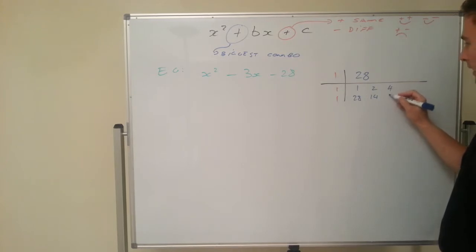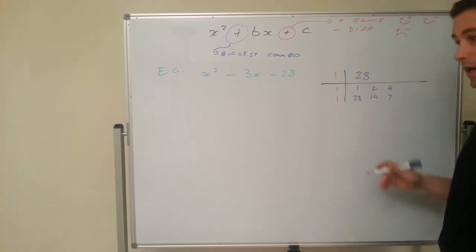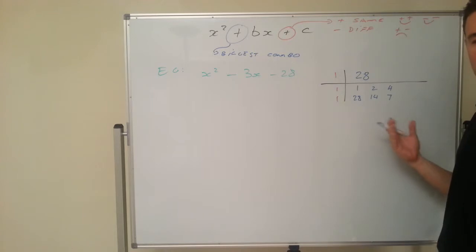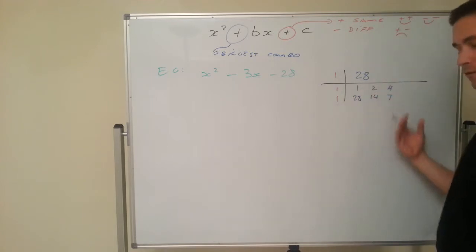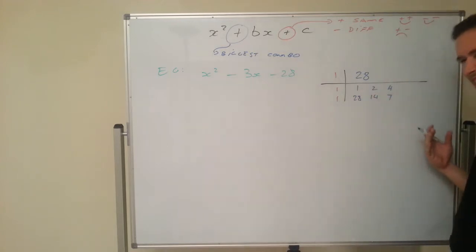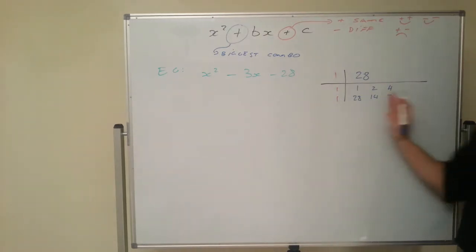4 and 7, okay? And that's it. Right, so 1 and 28, 2 and 14, and 4 and 7. 5 doesn't go into 28, 6 doesn't go into 28, and I meet 7 again, and I'm going back up. Are you with me? You only have to go till you meet.